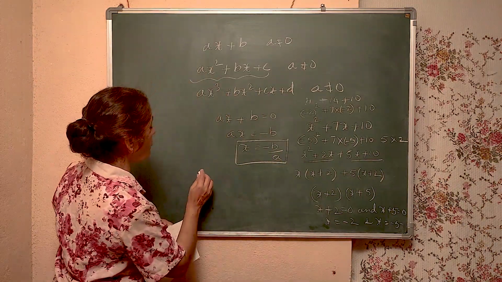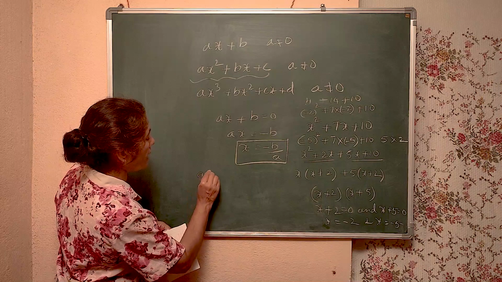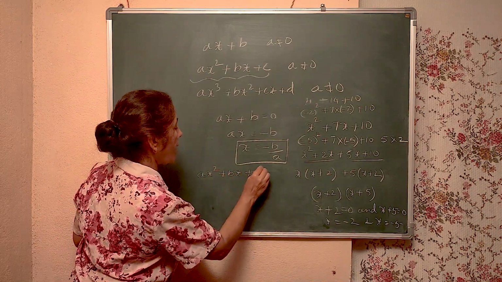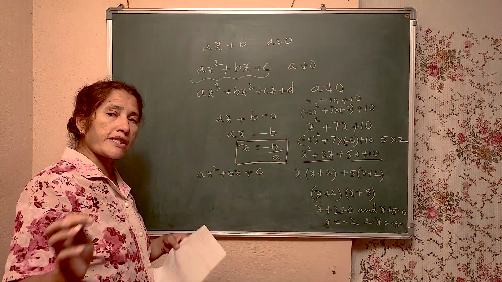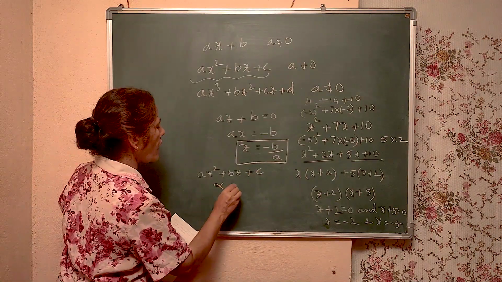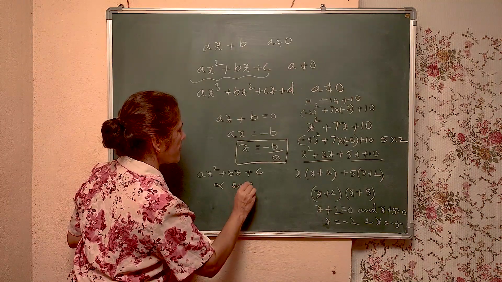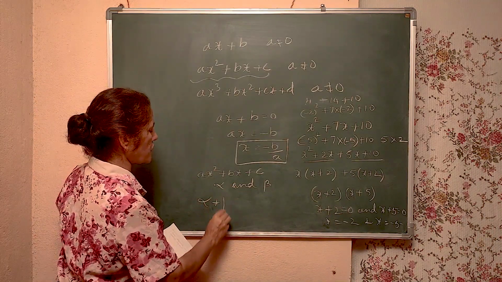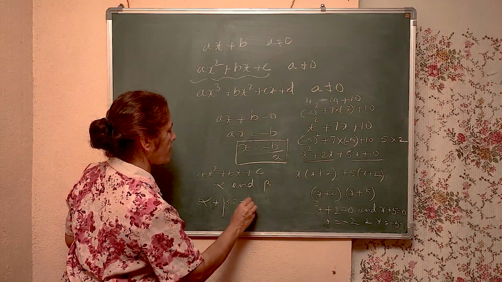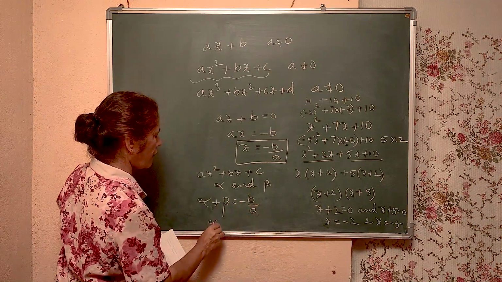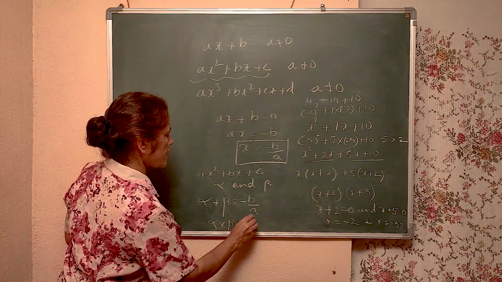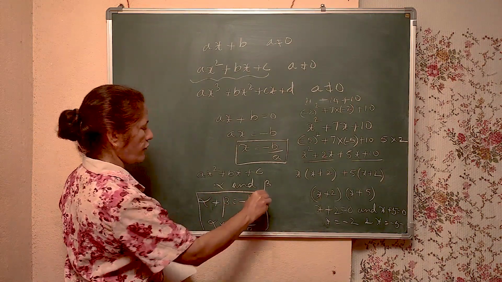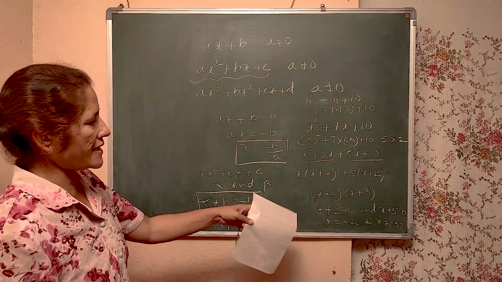The general form of the quadratic polynomial is ax² + bx + c, and if I take the two zeros as alpha and beta, there is one relation. Alpha plus beta is equal to minus b by a, and alpha into beta is equal to c by a. So let us verify. I have taken this example.